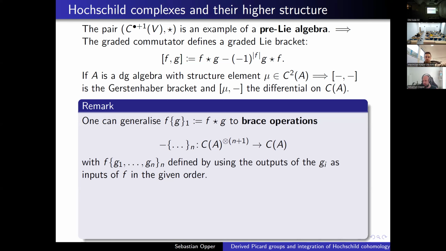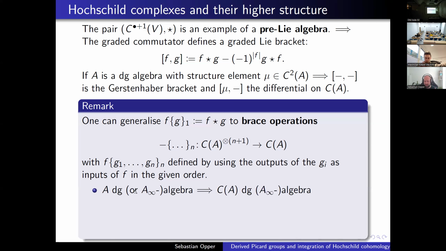And otherwise, the only thing you have to make sure is you're not changing the order of the GIs. So you just keep that, but you're allowed to choose which way you put them as inputs. So the definition is very similar. And what this allows you to also recover is the algebra structure on the Hochschild complex and the Hochschild cohomology.